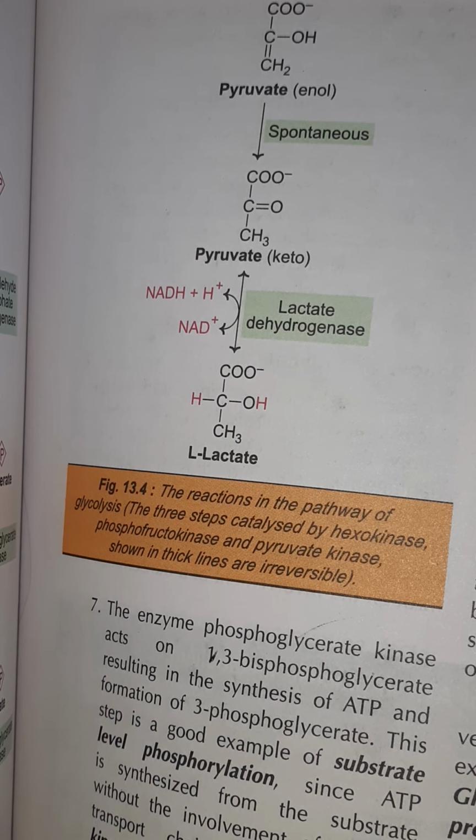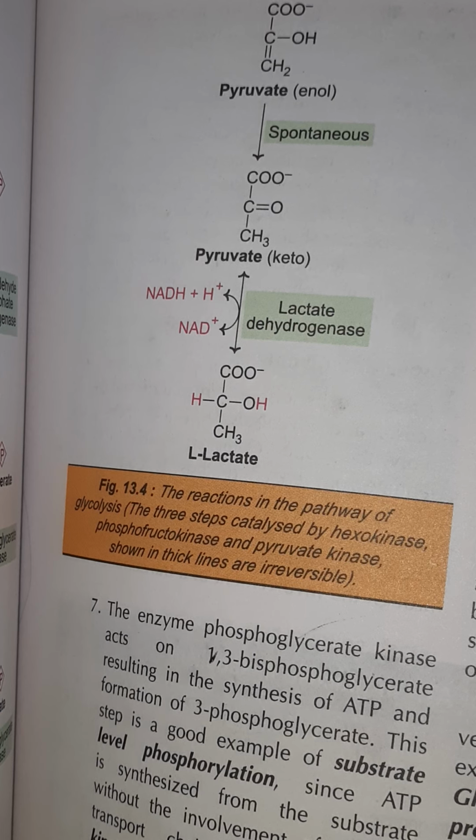Next step is conversion of the enol form of pyruvate to the keto form under aerobic condition. The enol form of pyruvic acid is converted to the keto form of pyruvic acid, that is, the enol form of pyruvate is just converted to the keto form.